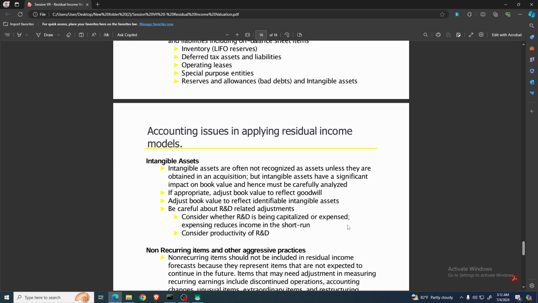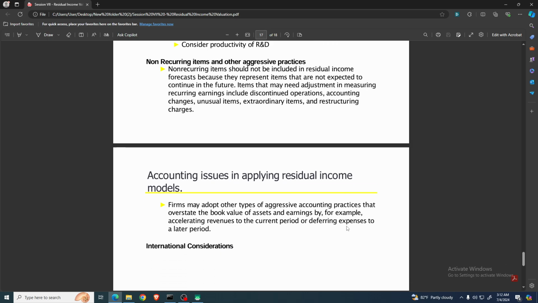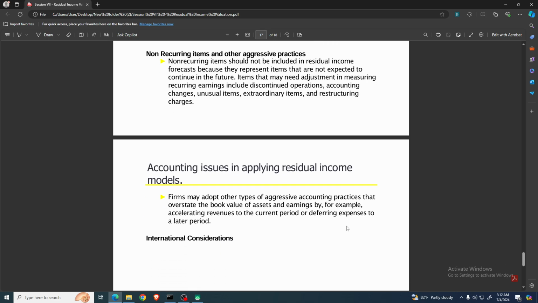And then you have the non-recurring items and other aggressive practices. Non-recurring items should be excluded from the residual income forecast as they do not reflect ongoing operations. For example, discontinuing operations. So income or losses from segments that have been sold or closed should be excluded from residual income. Extraordinary items, unusual and infrequent items.